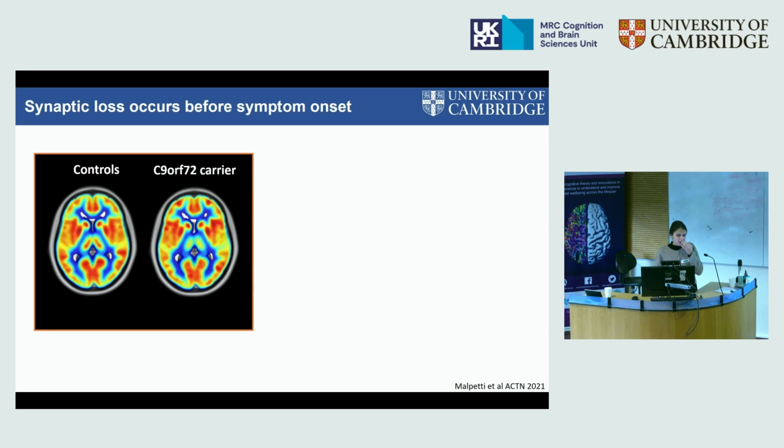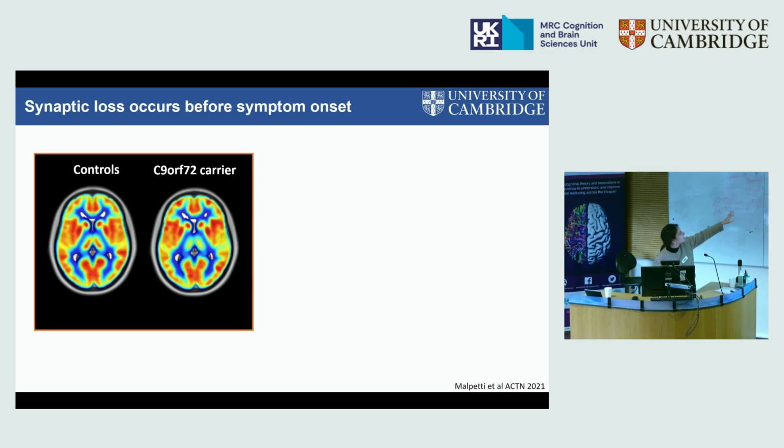We also looked at how early we could identify this synaptic loss, and we looked for that in genetic FTD. When patients carry a specific gene, we look at their daughters and sons, and if they carry the same gene, it is very likely that they will develop the same type of dementia. So we scanned the C9orf72 carriers when they were still symptom-free, so we could identify changes in the brain while they were not manifesting symptoms yet.